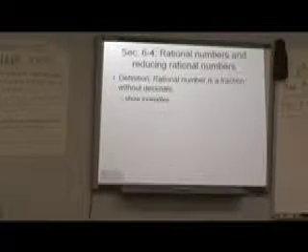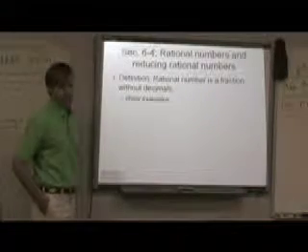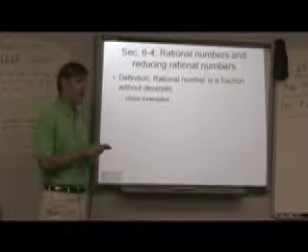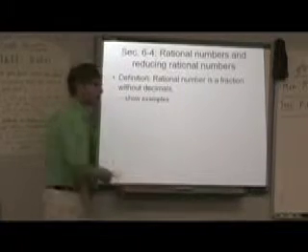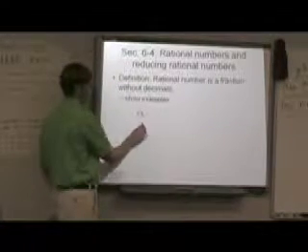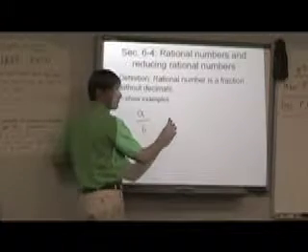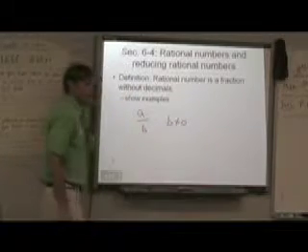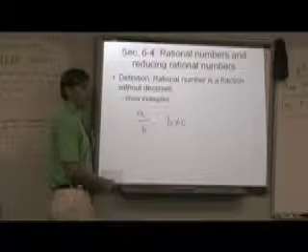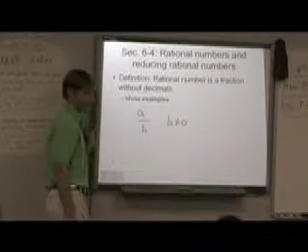All right. Today we're going to talk about rational numbers. Now, a rational number is basically a fraction. A rational number is a number written in the form A over B. And that's it. B cannot equal 0. So write that down. A rational number is written in the form A over B where B does not equal 0.